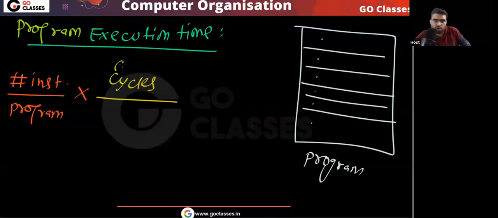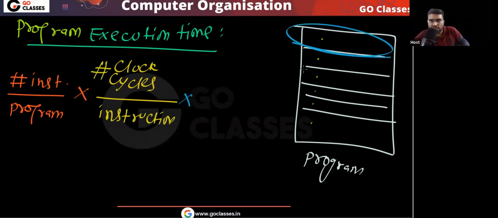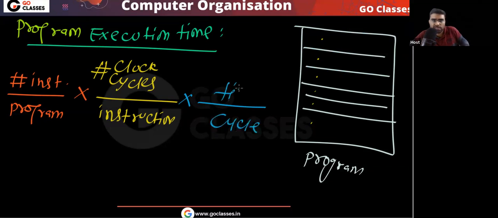How many clock cycles you are taking per instruction? Number of clock cycles per instruction. It means for every instruction, how many clock cycles you are taking, multiplied by, for every clock cycle, what is the time? Time per clock cycle. Time per cycle. Tell me, did you understand this?